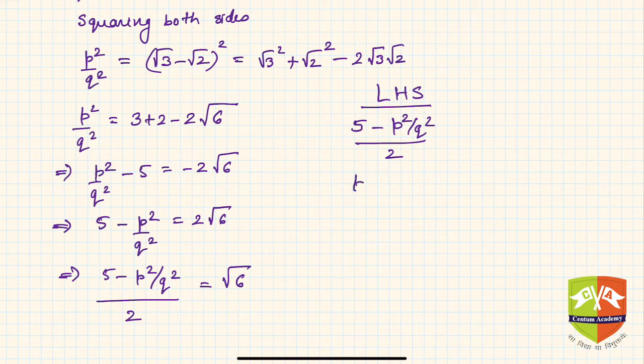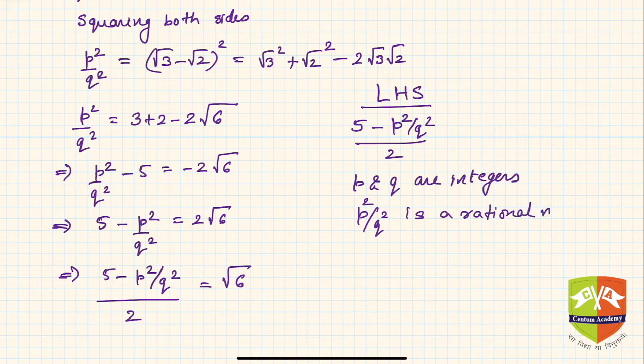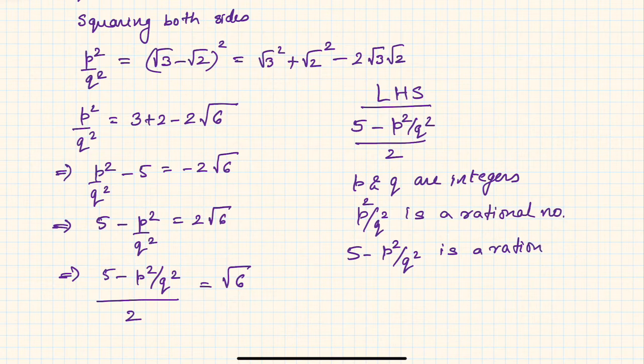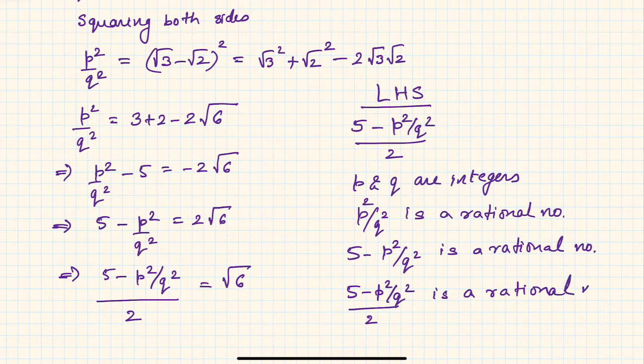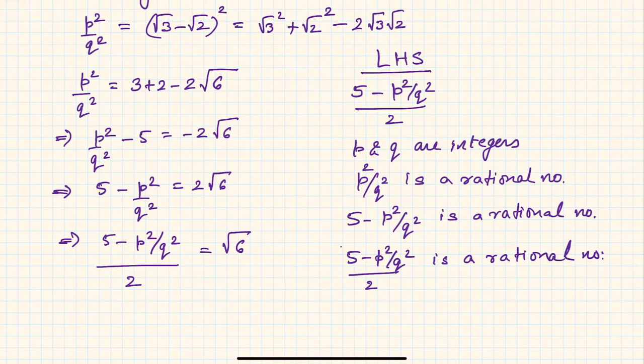Now p and q are integers. So if p and q are integers, that means p square by q square is a rational number, isn't it? That means 5 minus a rational number is a rational number. Why? Because rational plus rational or rational minus rational is always a rational number. That means (5 minus p square by q square) upon 2 is a rational number. Why? Because I am multiplying by 1 by 2, a rational number. So by this logic, the LHS is a rational number.